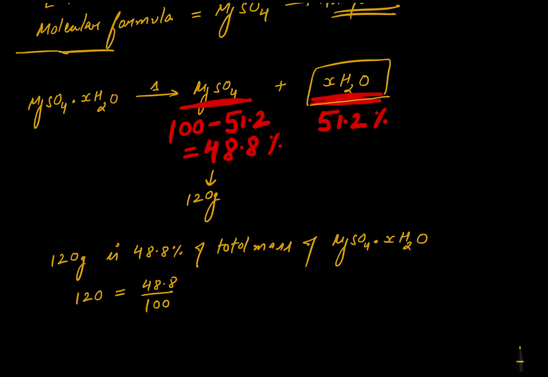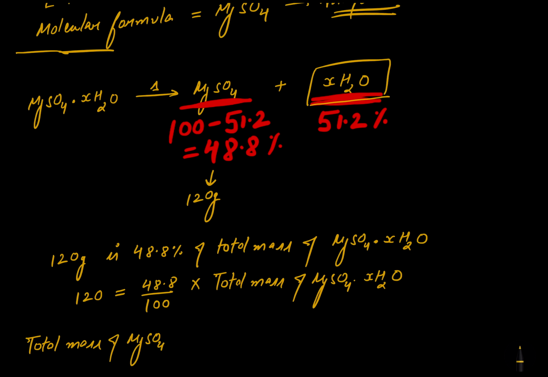48.8% of the total mass of MgSO4 dot XH2O. So I'm writing the total mass of MgSO4 dot XH2O. It comes out to be 120 into 100 divided by 48.8, and this value comes out to be 246 grams.